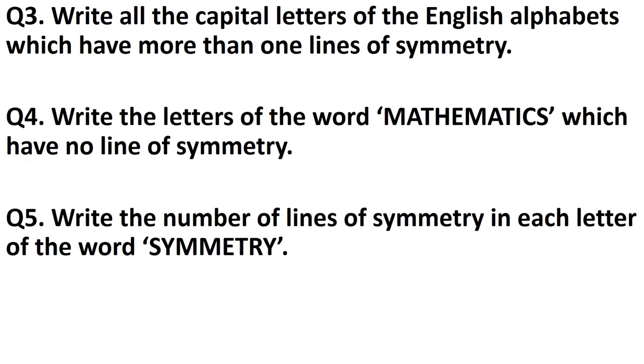Next, write all the capital letters of the English alphabet which have more than one line of symmetry. Question number 4. Write the letters of the word mathematics which have no line of symmetry. Write the number of lines of symmetry in each letter of the word symmetry. Of every letter, you have to tell the number of lines of symmetry.